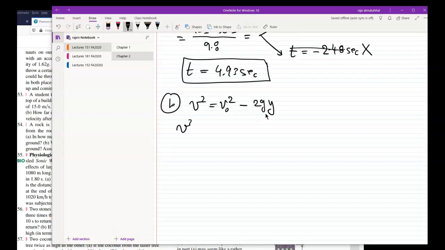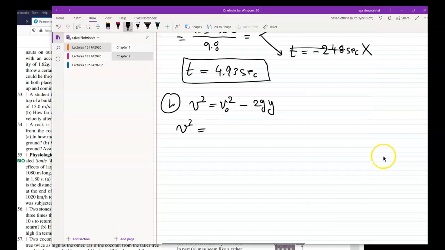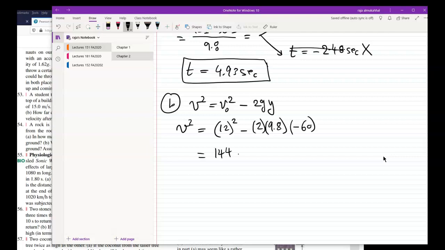So V squared equals V naught squared. V naught is what? I forgot it already. 12, sorry. So we have 12 squared minus 2 times 9.8, and times the height, which is what? Negative 60. Don't forget that negative. So that's going to be 144 plus, right? You have a negative and negative here. So that will be 2 times 9.8 times 60, answer 1176.